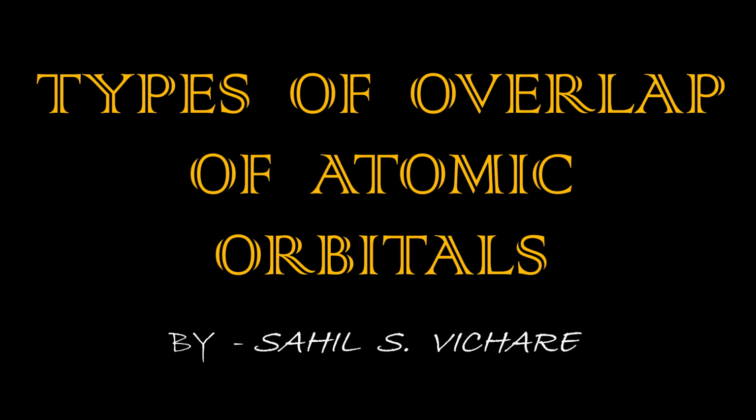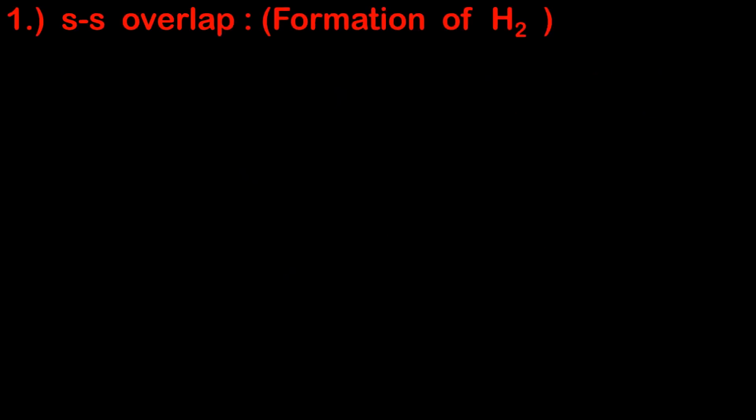Now moving on, it is time for us to understand the types of overlap of atomic orbitals, and with the help of this topic your valence bond theory is going to get clear. The first type of overlap that we are going to understand is the SS overlap, and we are going to understand this SS overlap with the help of an example, that is the formation of the H2 molecule.